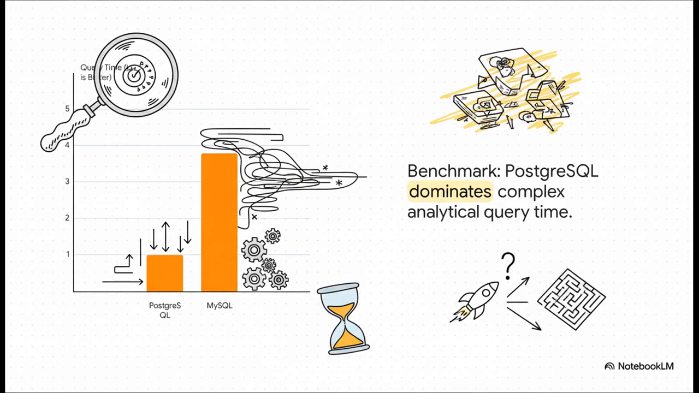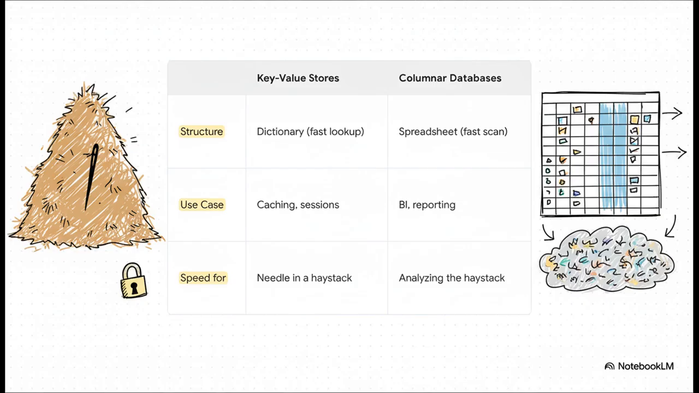PostgreSQL's more sophisticated query planner absolutely shines here, finishing the job in less than 1/3 of the time. This is exactly why asking which database is faster is the wrong question. The right question is always faster for what? And this same idea applies right down to how the data is physically shaped.